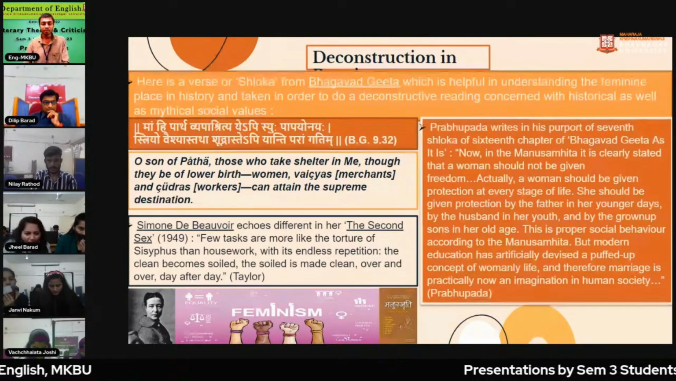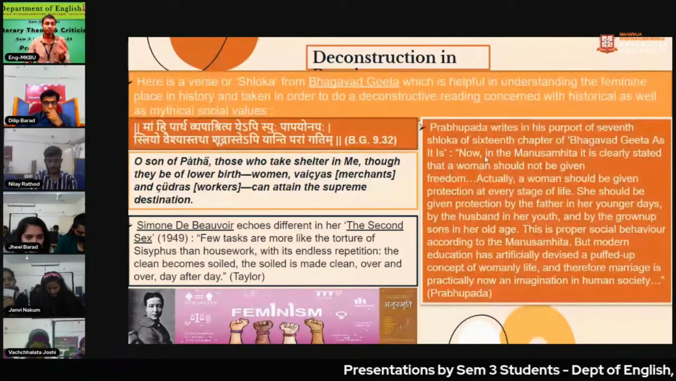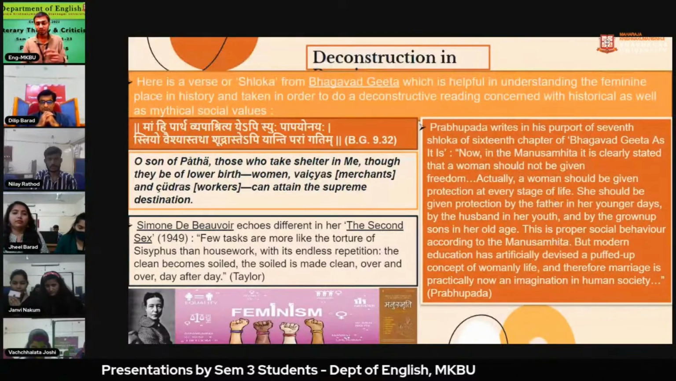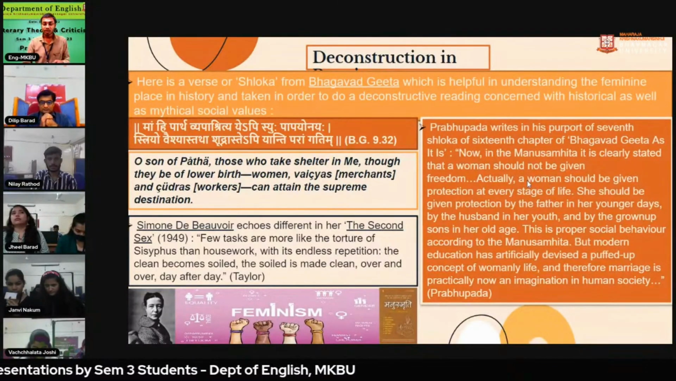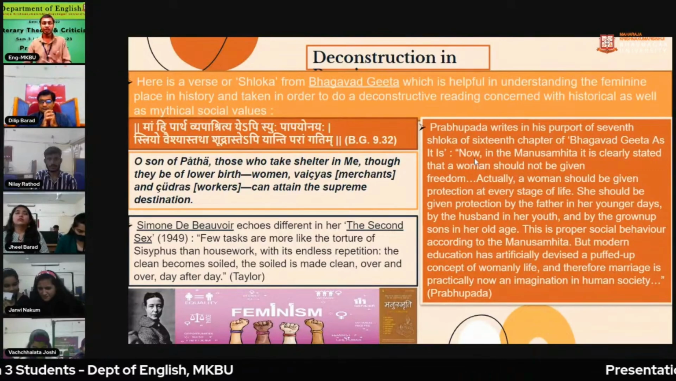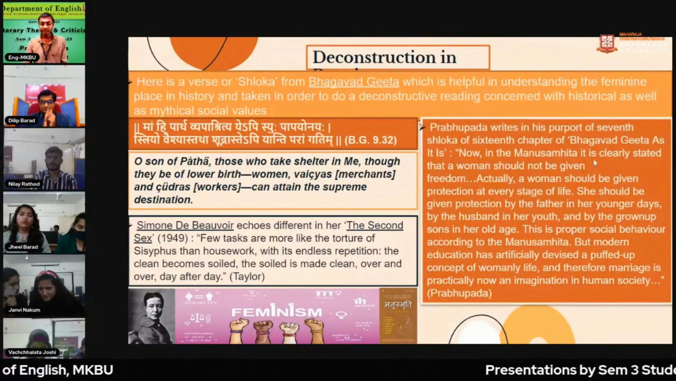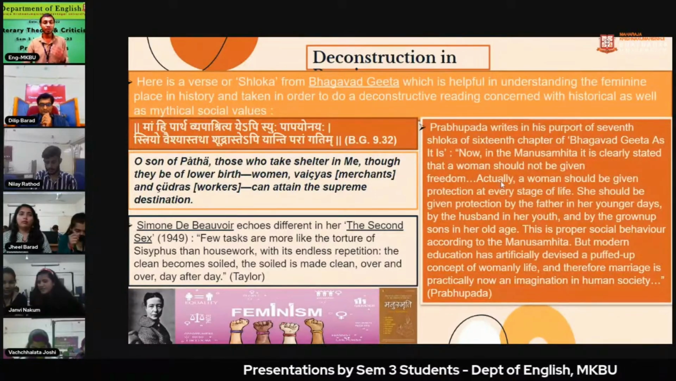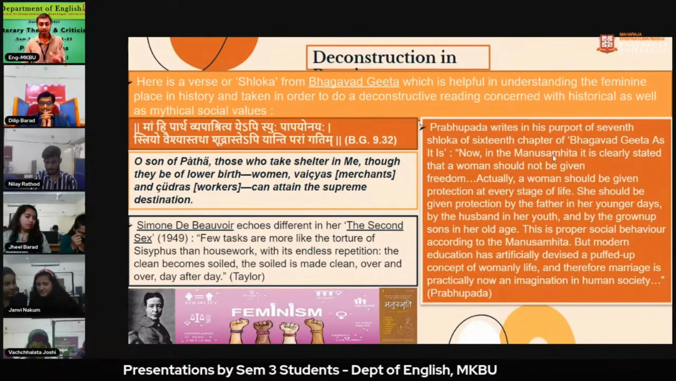Then this comes in front of us, how the woman's place was in ancient mythical India, or rather in the Manu Samhita at that time. Now the Manu Samhita directly refers to that. It is clearly stated that a woman should not be given freedom. So see the thing, that a woman should not be given freedom. It is stated in the Manu Samhita like this.